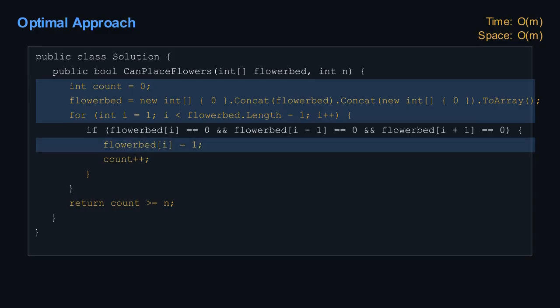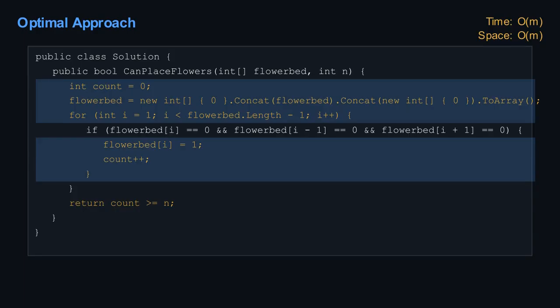For each position we look at 3 consecutive values, the current plot and its immediate neighbors. If all 3 are zeros, we plant a flower by setting the middle to 1 and increase a counter. After the loop finishes, we simply compare the counter with the required number of flowers. This gives us a clean, single-pass solution that treats edges uniformly.